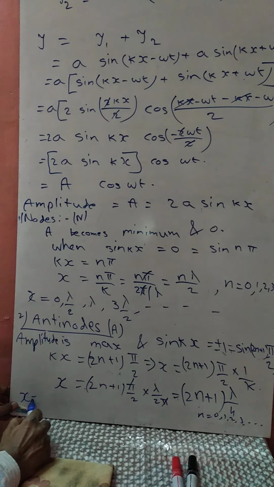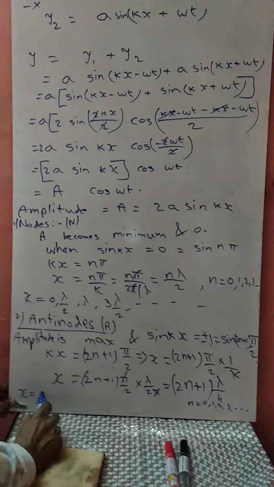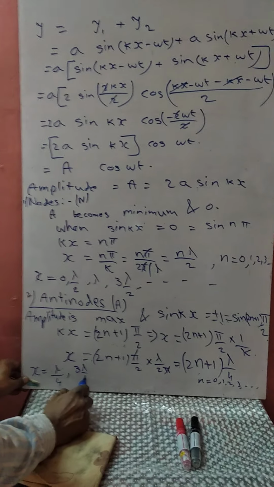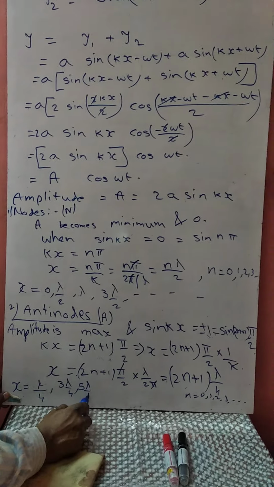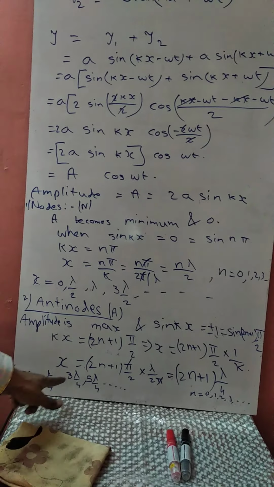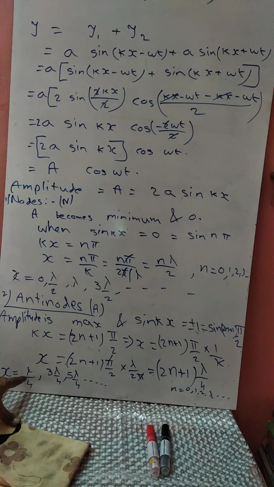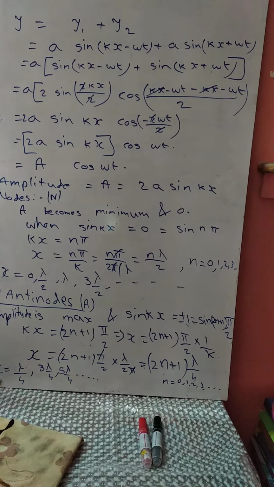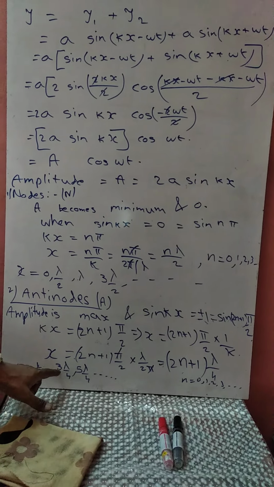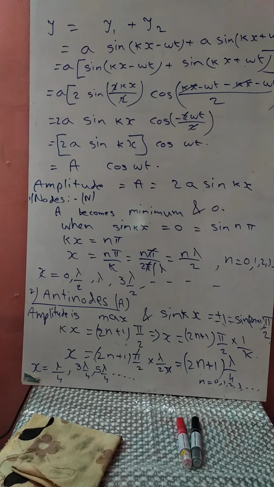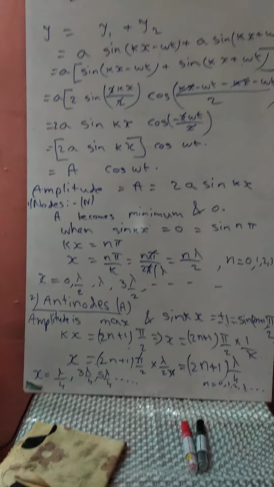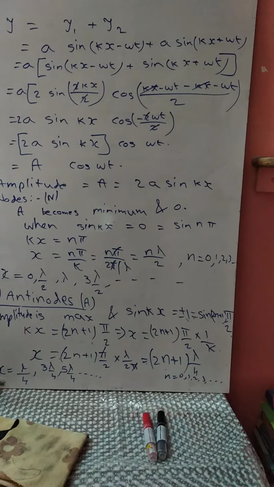So if you substitute 0 in place of n, x is going to become lambda by 4. Then 3 lambda by 4, 5 lambda by 4. At all these positions we are going to get the antinodes, the positions with maximum amplitude, and the distance between any two consecutive antinodes is also lambda by 2. So lambda by 4, 3 lambda by 4, the difference is 2 lambda by 4, nothing but lambda by 2. So the distance between any two consecutive nodes or consecutive antinodes is lambda by 2.